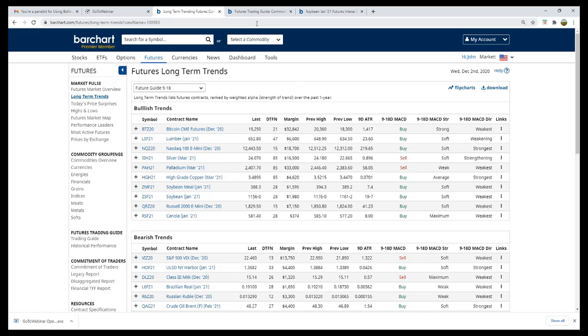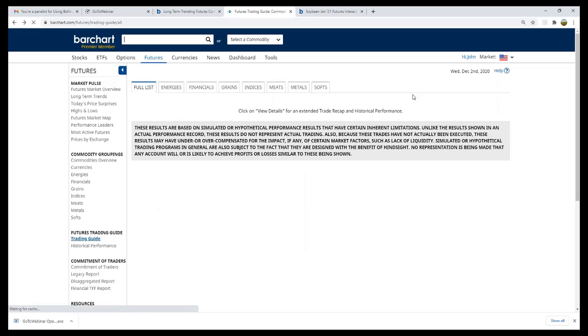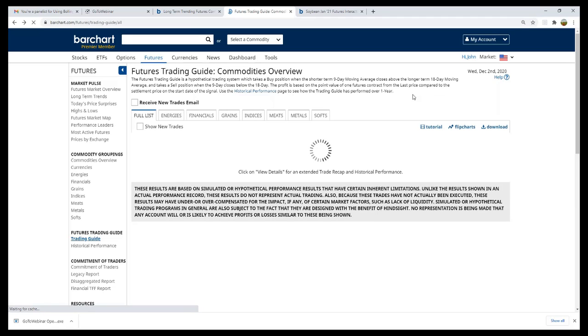So let's go here. Why do I use the 9 and 18? Well, this is under our futures trading guide, right? That will show you the system that we've created for you guys to use that is based on the 9-day moving average as it relates to the 18-day moving average. And what happens in this is that when the 9 crosses over the 18, it generates a buy or sell signal. Now, that buy or sell signal can be an entry or an exit.